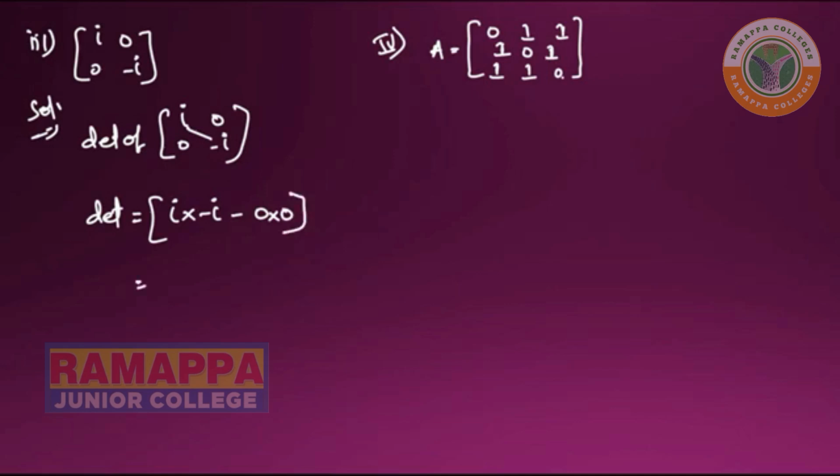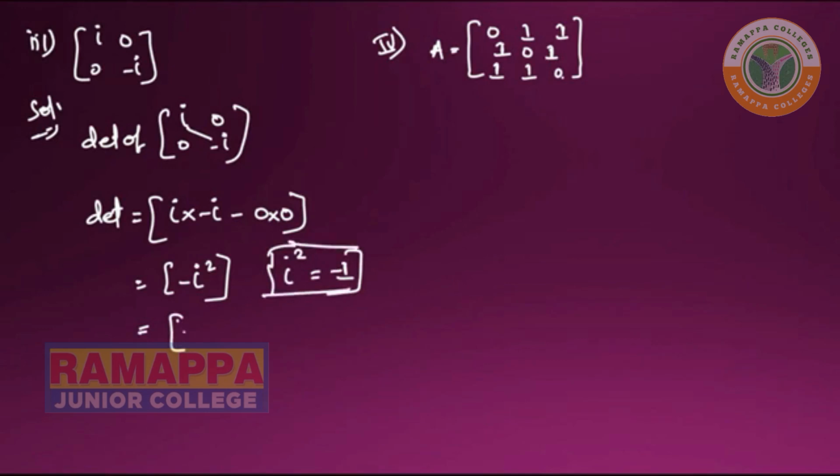So i into minus i is equal to minus i square. So i square is equal to minus 1. I already told you this is a complex number value, so it will become minus 1, and as minus is also there now, minus into minus plus 1 will come here. So the answer to the given question is 1.